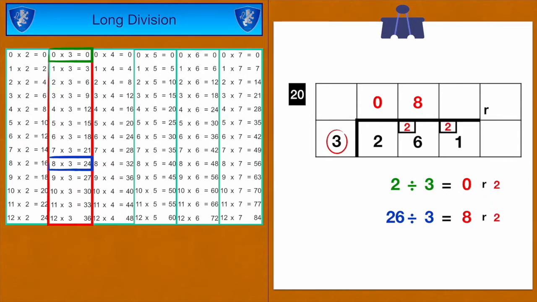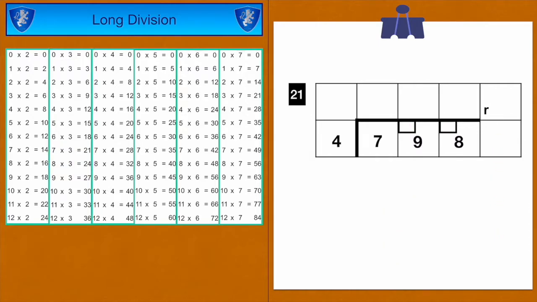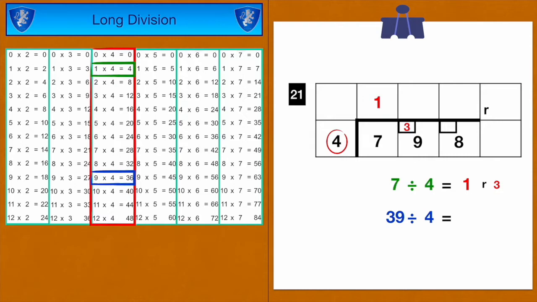Next number now is going to be 21. Divide this number, 21 divided by 3 gives me 7 exactly, and 0 remainders. Question number 21 now. It's your 4 times table. 7 divided by 4 gives me an answer of 1 and a remainder of 3. So we all know now where your remainder must go in this little box. So your second step is 39 divided by 4.